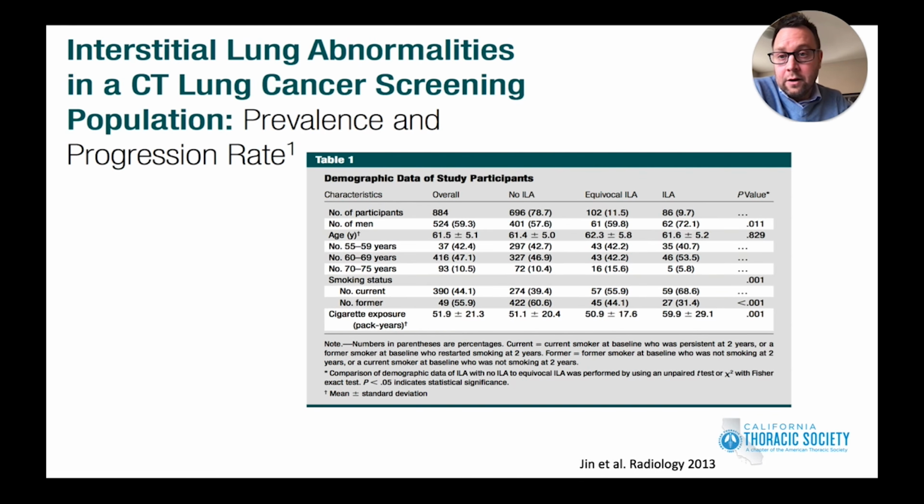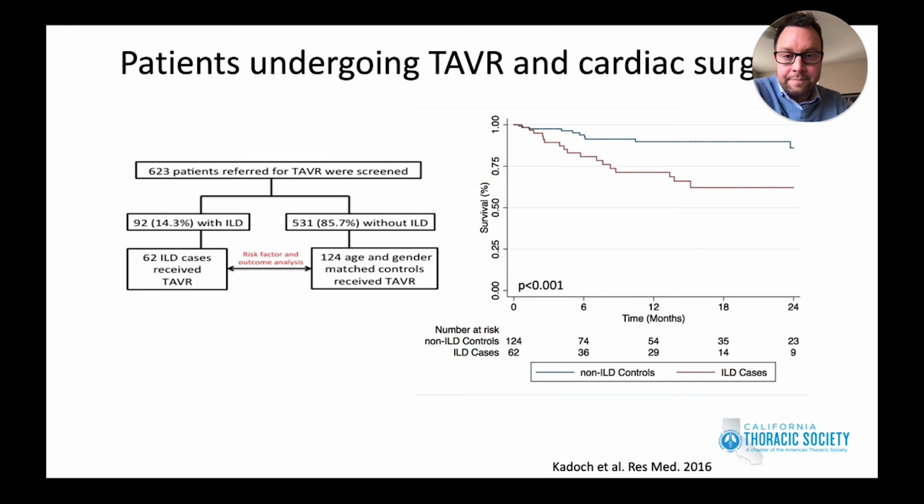Another group are those undergoing lung cancer screening CT, as I mentioned earlier. These patients do have a high prevalence of ILD. This group here was 10%, which is pretty similar to what we were seeing. And so anytime 10% of a population has something, it's worth looking closely at them for your disease of interest, in this case, interstitial lung abnormalities.